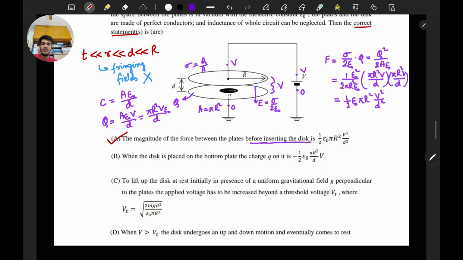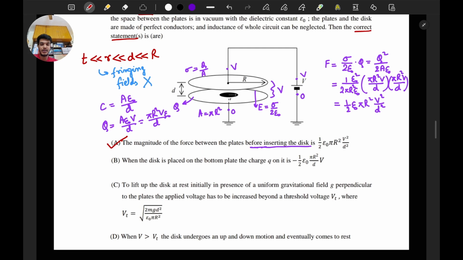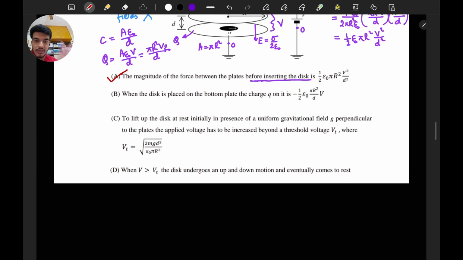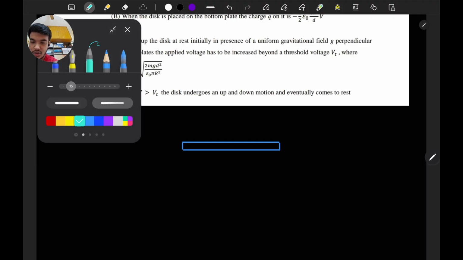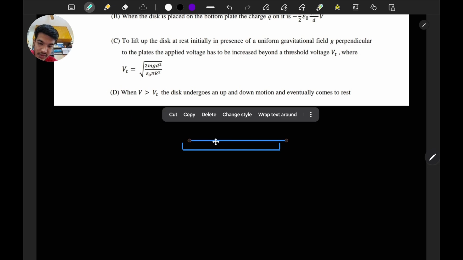And now when the disk is placed on the bottom plate, the charge q on it is this. Okay, so what happens when we place this small disk here? Let us see. So this is my capacitor plate which was given to me. So let us say we zoom into it and we see this plate which was given, right? So what happens is when we keep this new disk at the center, it was given at the center, right?